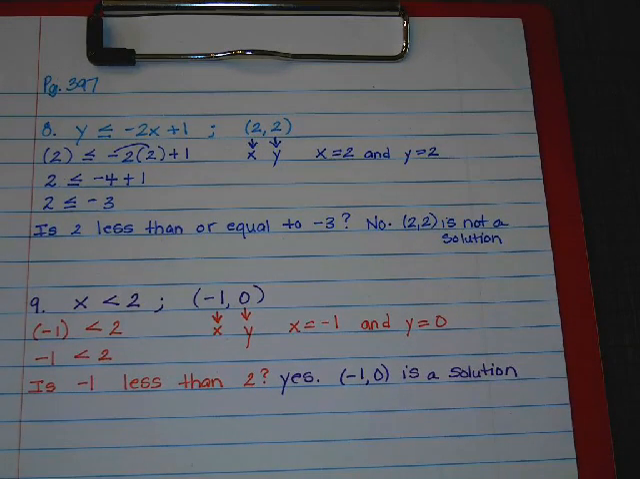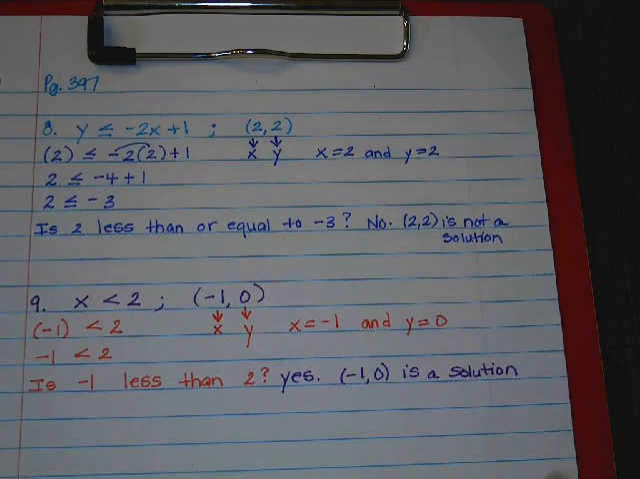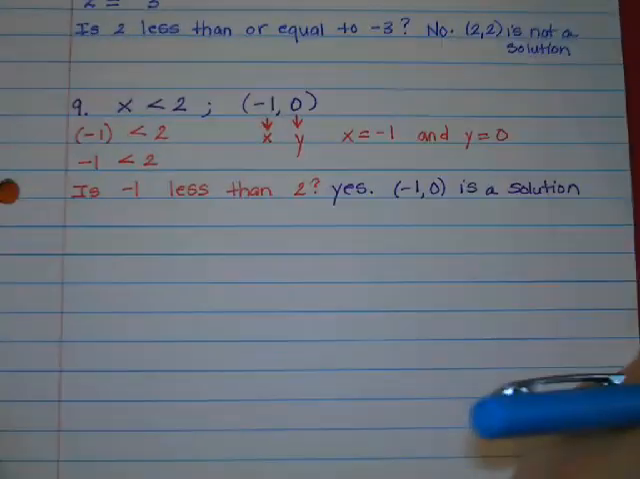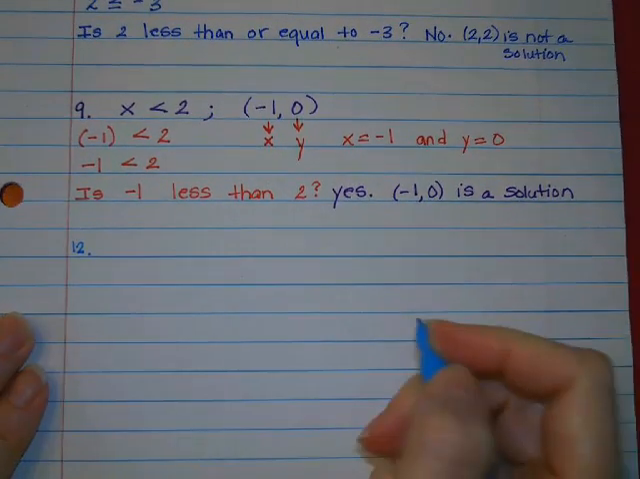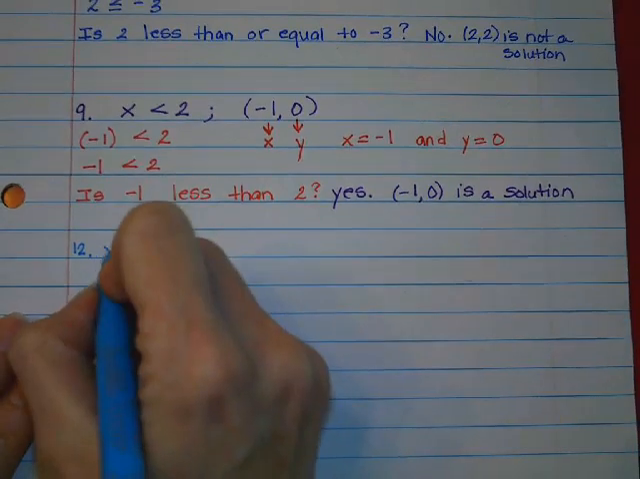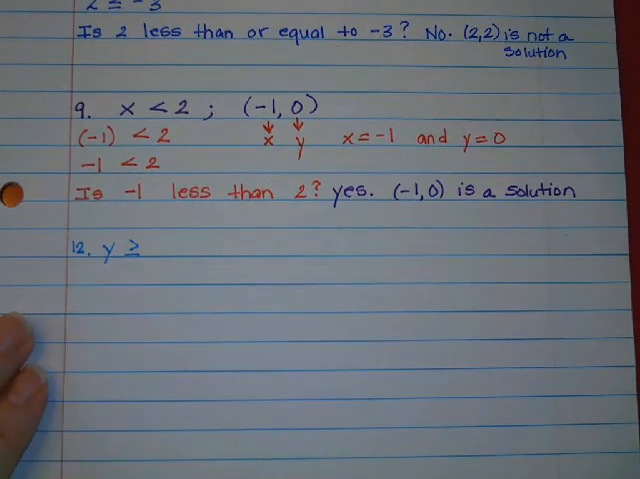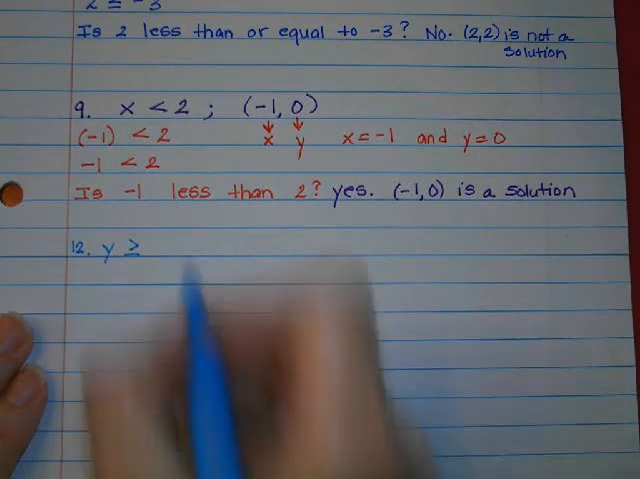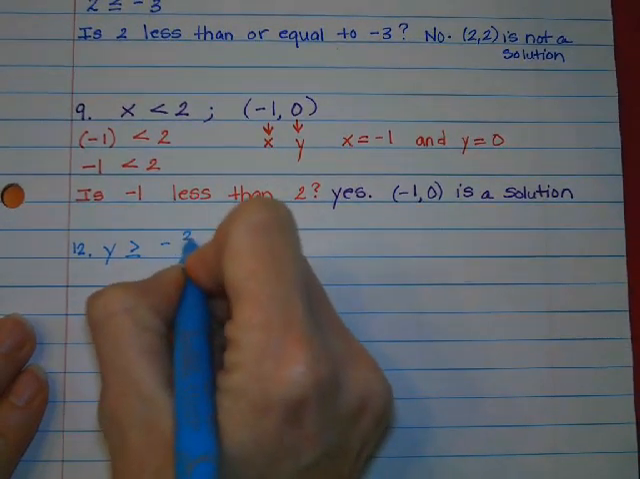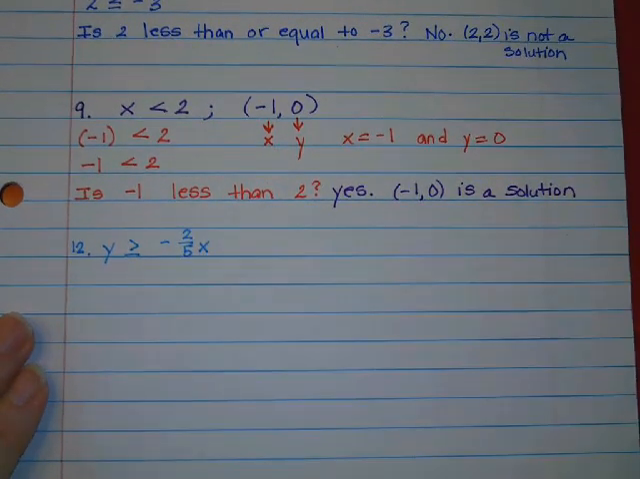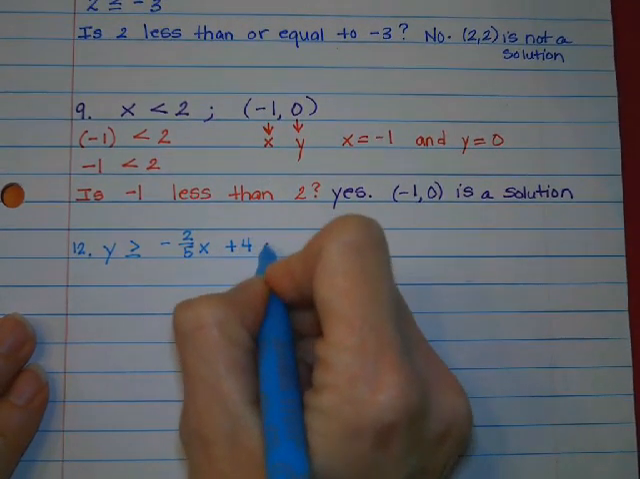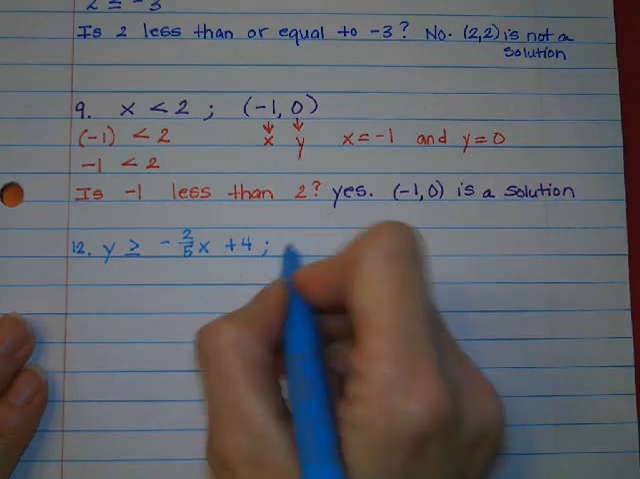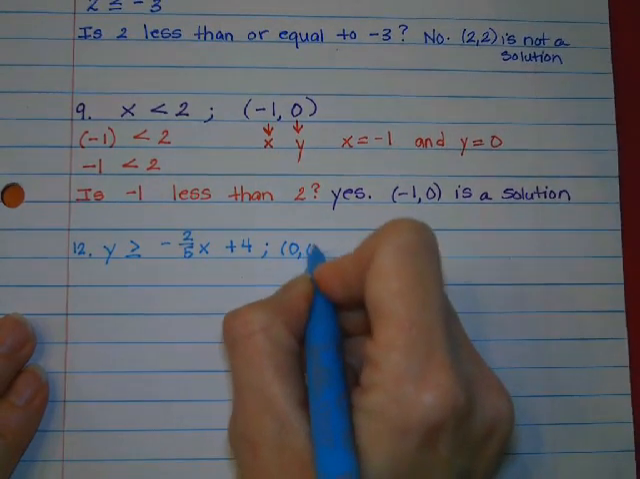All right, we'll try another one. We're going to go ahead and try number 12. So I'm going to bring this screen up just a smidge so you guys can see. All right, we're going to start with number 12, which is y is greater than or equal to negative 2 over 5 times x plus 4. And it gives us the point 0, 0.